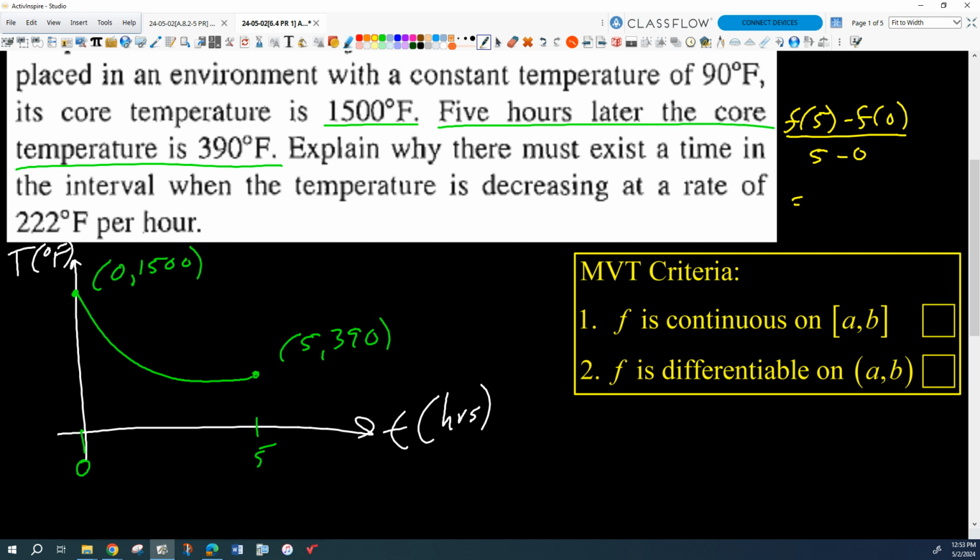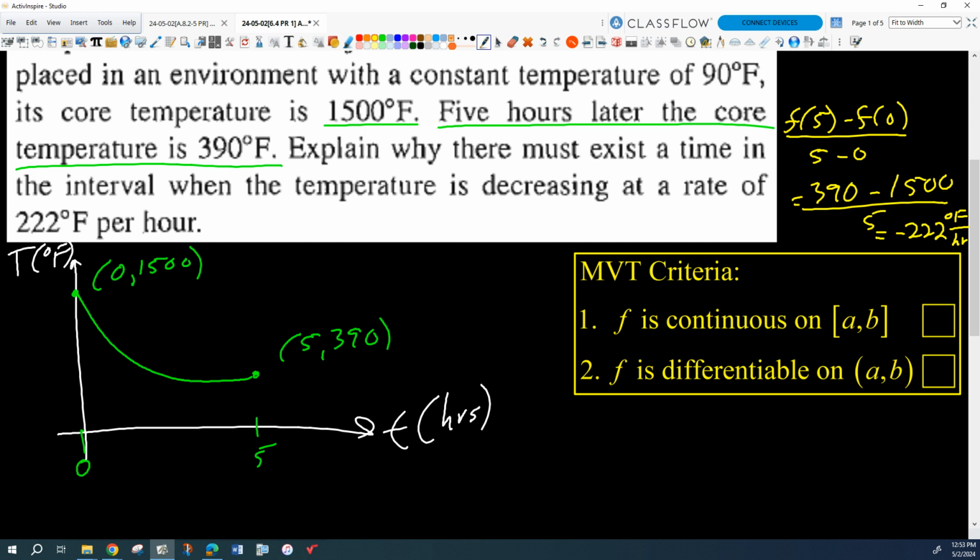So it's 390, isn't it? Right? What's T of 0? 1500. Over 5 minus 0 is 5. What do you suppose 390 minus 1500 over 5 is going to be? Yeah, that's negative 222. And the units would just be degrees Fahrenheit per hour, right? Because we're units of temperature over units of time.